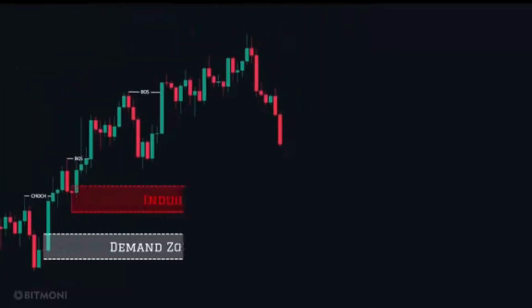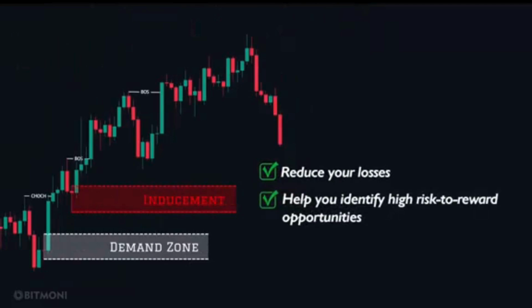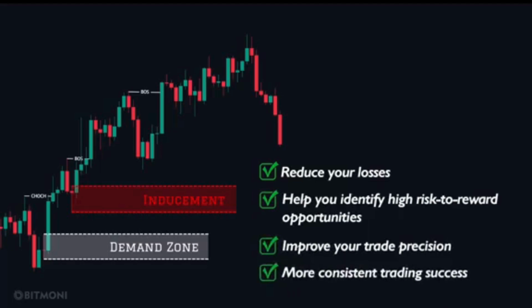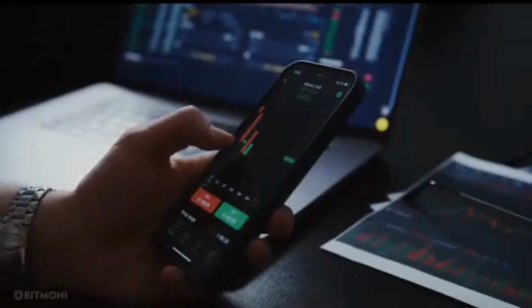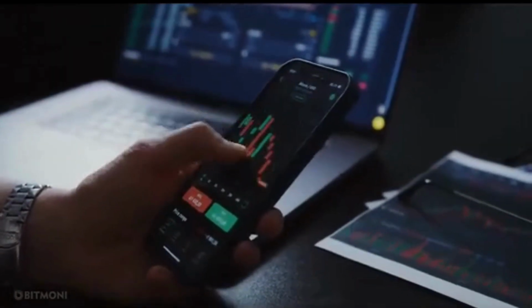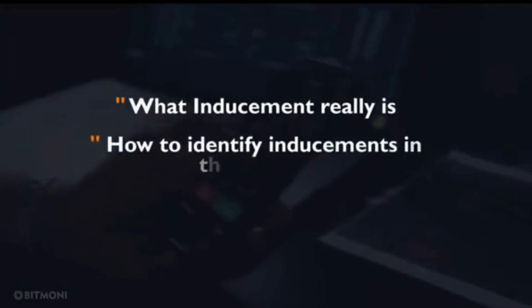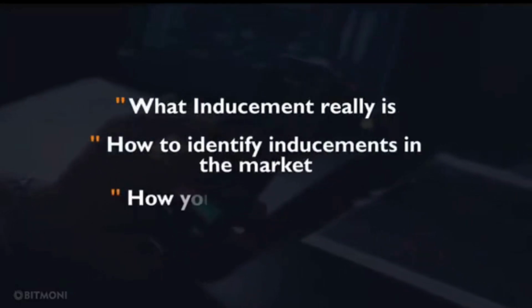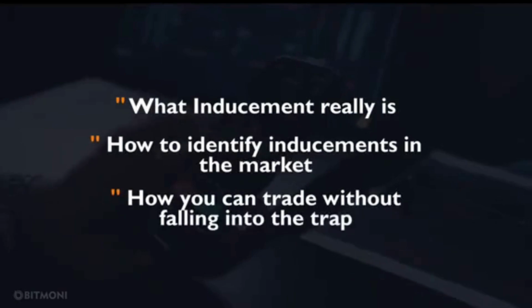Understanding the concept of inducement can significantly reduce your losses, help you identify high-risk to reward opportunities, improve your trade precision, and lead to more consistent trading success. In this video, I'll walk you through everything essential about inducement, starting from what inducement really is, how to identify inducements in the market, and how you can trade without falling into the trap.